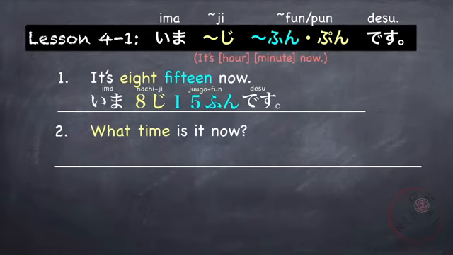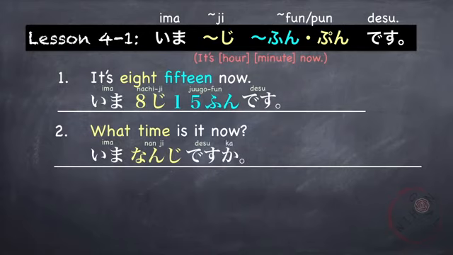Next is how to ask the time. What time is it, or what time is it now? First, we say the word now, 今. 何時, what time. Nan means what, and ji is the suffix for time, so 何時, 今何時ですか, or simply 何時ですか. You can also say what minute or how many minutes by saying 何分, 何分ですか, how many minutes?